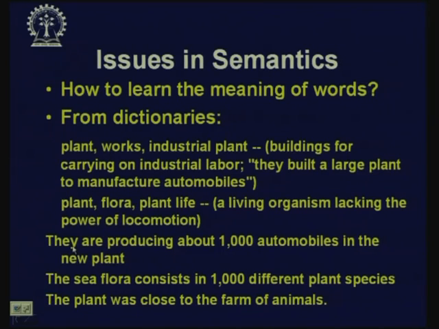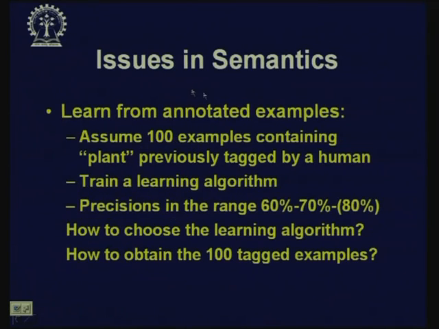I annotate many such sentences, all right, and a system may be designed using a number of tools like the hidden Markov model and other technology, which we will not cover in this course. There are technology available using which a system can learn the probability of a meaning given a particular structure of a sentence. Okay. So, suppose we take 100 examples containing the word plant, which are previously tagged by a human with the meanings, then we train a learning algorithm.